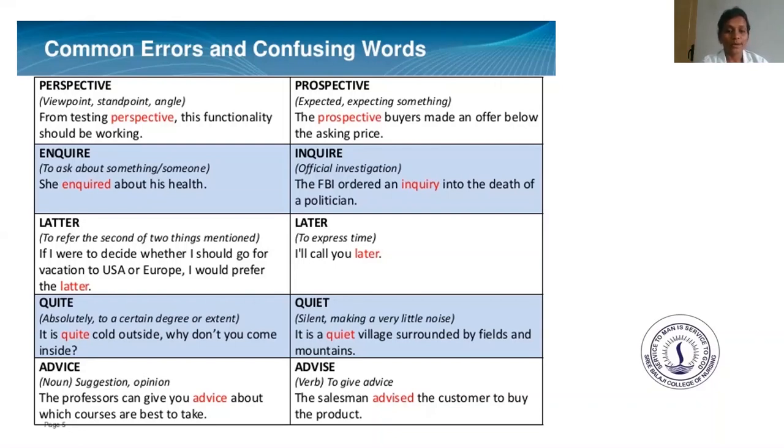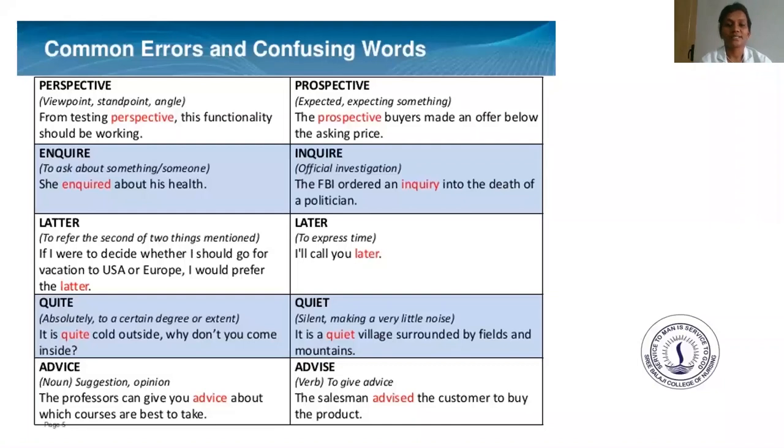And quite and quiet. Quite means absolutely, to a certain degree or extent. It's quite cold outside. Why don't you come inside? So it is absolutely cold outside. So when you want to express the thing to a degree or extent, you'll use quite with the spelling Q-U-I-T-E. And quiet means silent, making very little noise. It is a quiet village surrounded by fields and mountains.